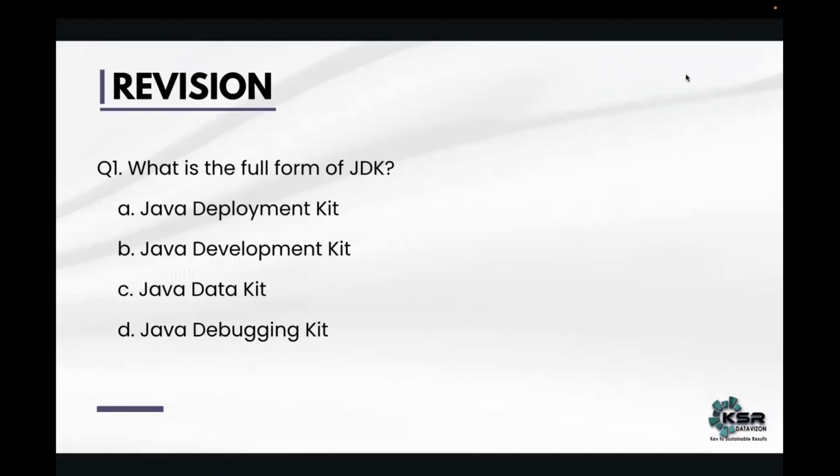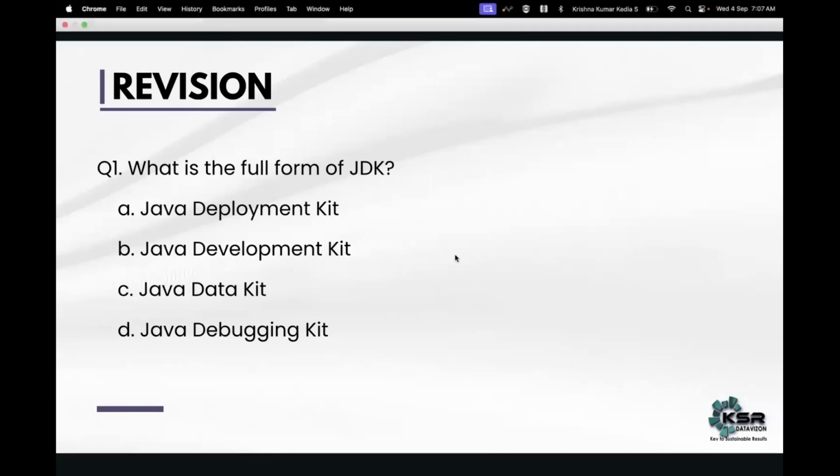A. Java Deployment Kit. B. Java Development Kit. C. Java Data Kit. D. Java Debugging Kit. It's B, Java Development Kit. So remember, JDK is for development. Although it's a complete toolkit, the majority of tools other than JRE and JVM are used for development. JRE is for running your Java application. JVM is the machine that interacts with your computer. Okay.